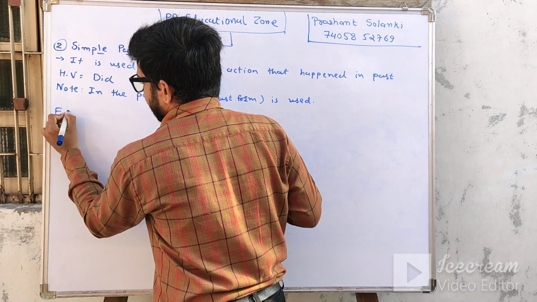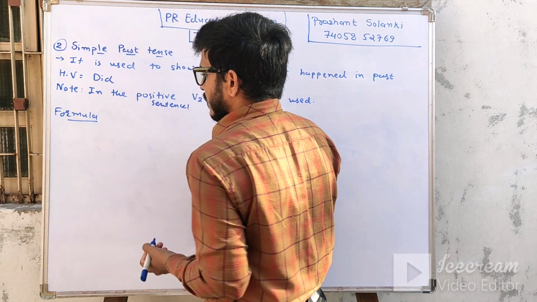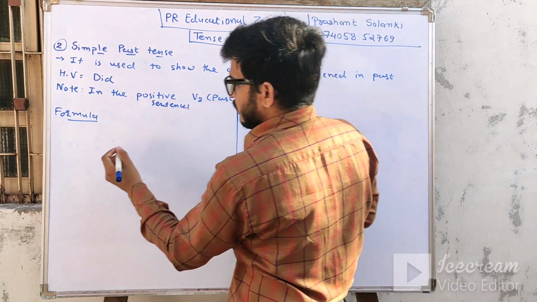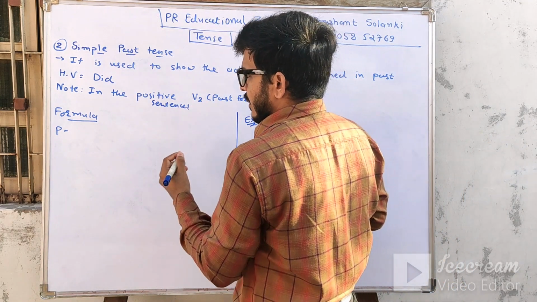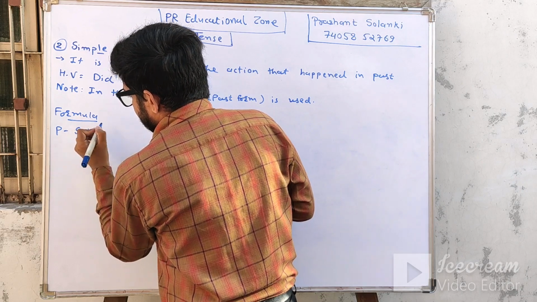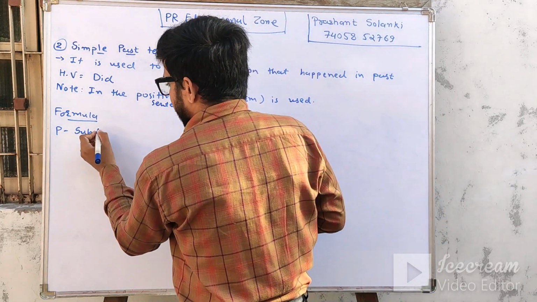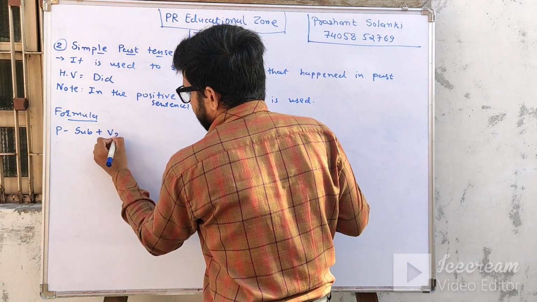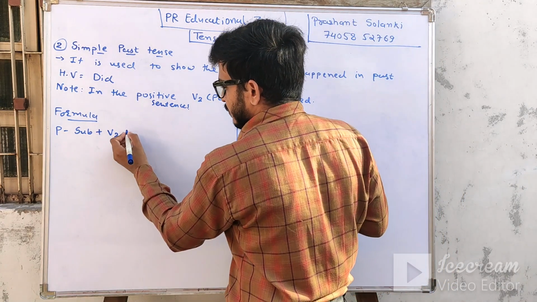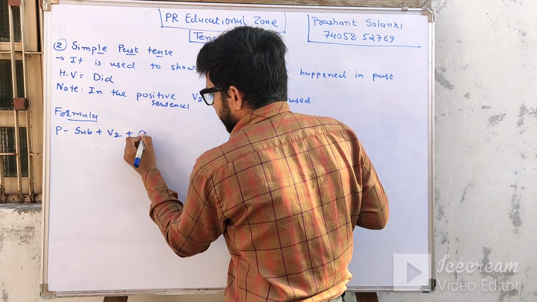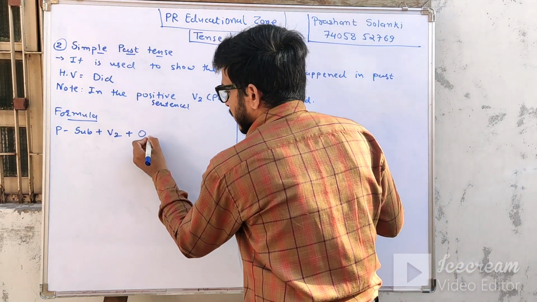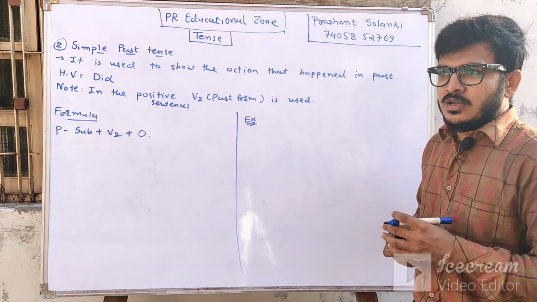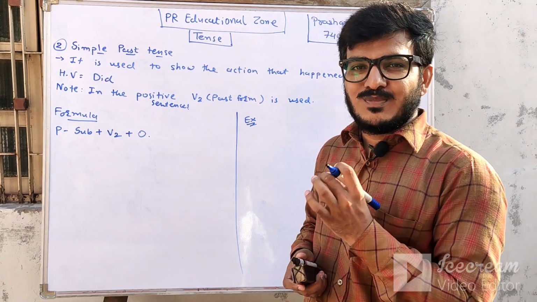So we are going for the formula. What is the formula here? As I said, in a positive sentence, first is the subject. In the active voice, the subject always comes first, and as the verb second form or past form is used here, the last is the object. So this is the simple past tense formula. As its name says, it is also simple.